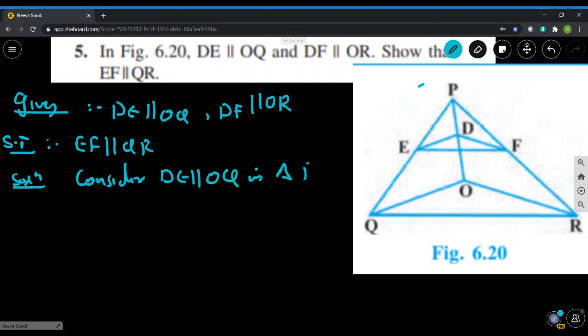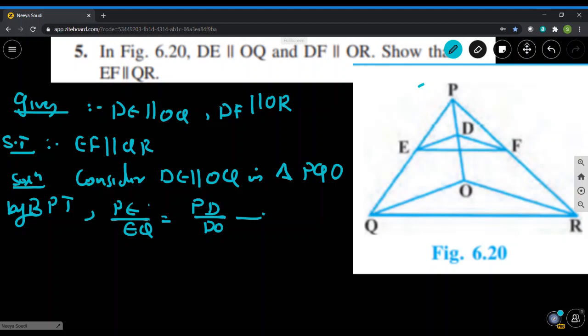In triangle PQO, we will get by BPT, PE by EQ is equal to PD by DO, equation number 1.